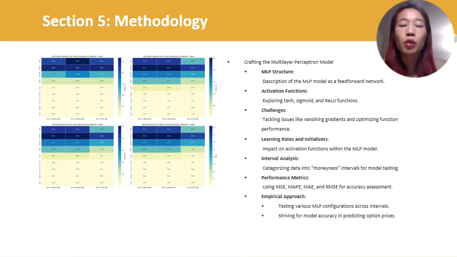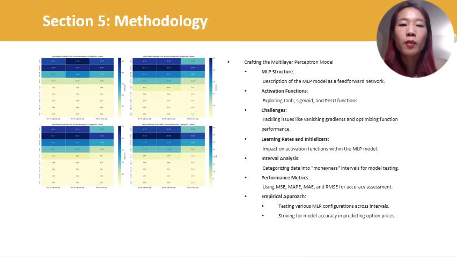One of the challenges we encountered was tackling issues like vanishing gradient, a common problem in neural networks that can hinder learning. This led us to scrutinize the impact of learning rates and initializers on the performance of different activation functions within the MLP model. Our approach also involved a detailed analysis of the data, categorizing it into moneyness intervals, which was crucial for testing the model on varying market conditions.